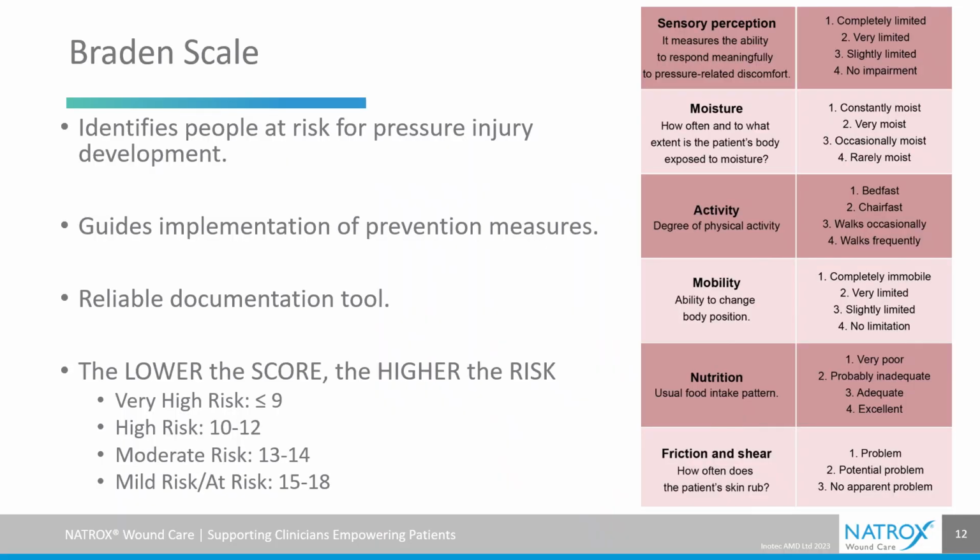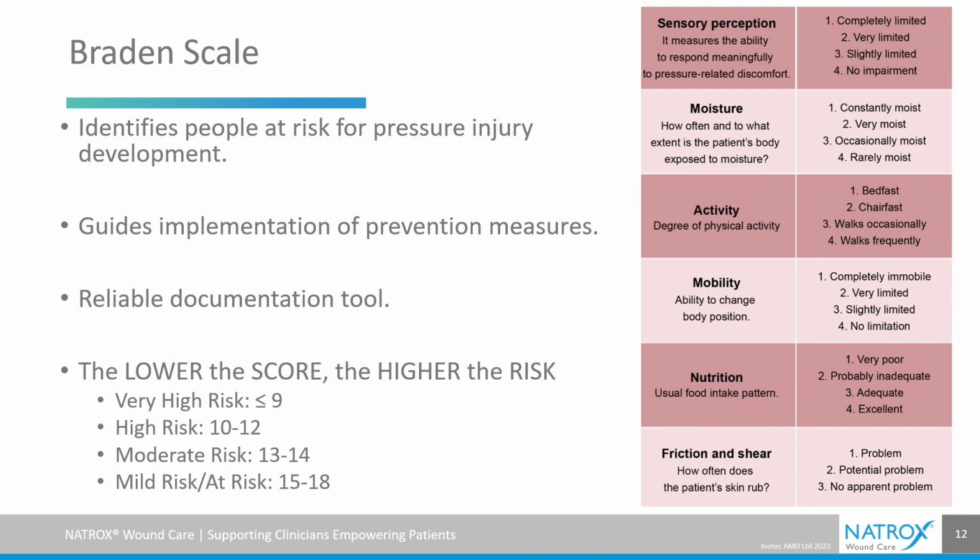The Braden scale is an important tool that helps to identify people at risk for pressure injury development. Braden scale helps to guide implementation of prevention measures. Braden scale is a reliable documentation tool. The lower the score, the higher the risk to develop pressure injuries. A score of 9 or below means the patient is at very high risk of developing a pressure injury.